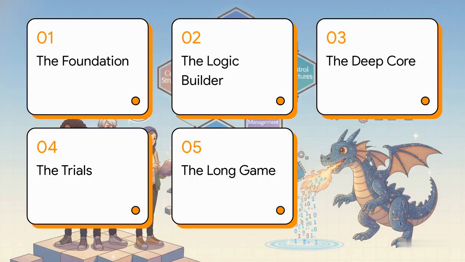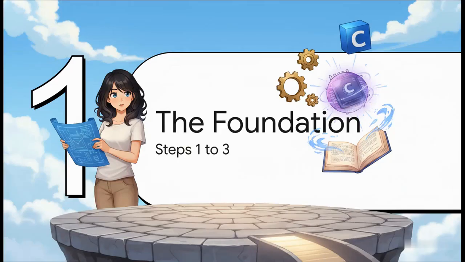We've grouped this whole thing into 5 totally digestible, logical phases. The foundation, the logic builder, the deep core, the trials, and finally, the long game. All right, kicking things off with phase 1, the foundation. This covers steps 1 through 3.